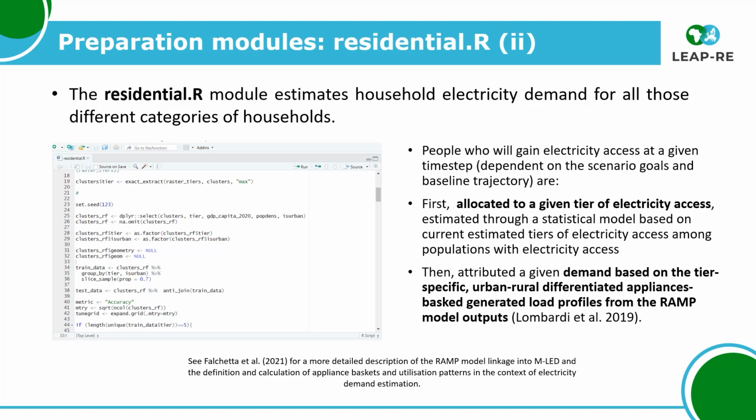This is based on the tier-specific, urban-rural-specific appliance basket generated with the RAMP model outputs. You can check the Lombardi et al. paper, which describes how RAMP works, but basically an appliance characterization has been carried out to define typical, archetypical baskets of appliances and their use and consequent electricity demand for different tiers of wealth, of consumption, of urban, rural settlement.